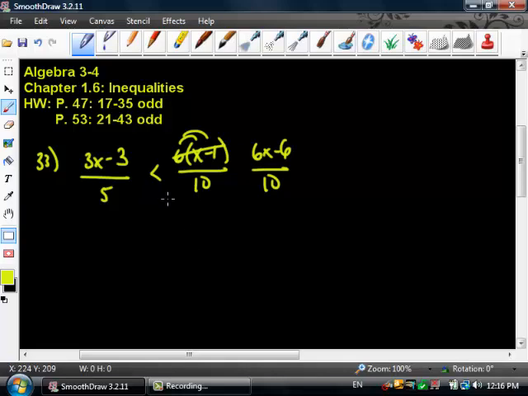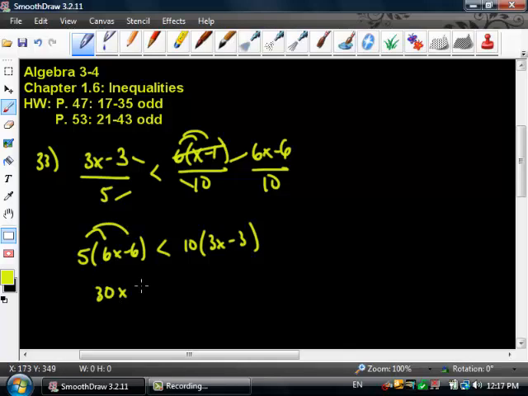Now what I'm going to do is cross multiply. Is it 5 times 6x or is it 5 times the whole thing? 5 times the whole thing, right? So 5 quantity 6x minus 6 is less than 10 times 3x minus 3. So far, so good? We've got 30x minus 30 is less than 30x minus 30.